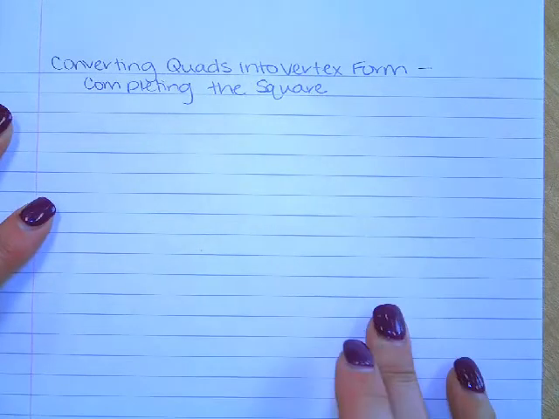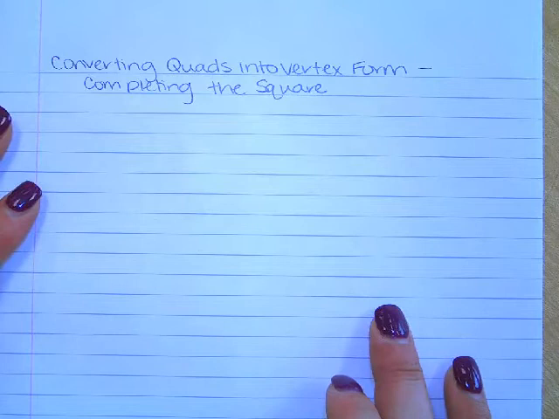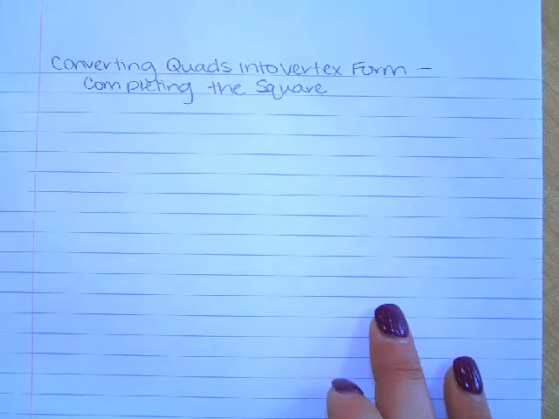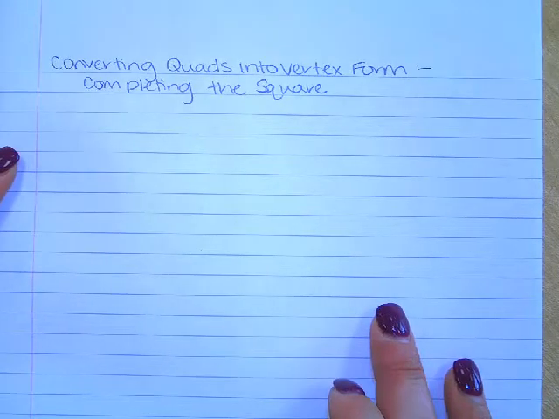And this method should not be new to you. You should have done completing the square as a method of solving a quadratic. And this year in Math 3, we don't really do that as much. We'll say that when you solve a quadratic, you can factor or use the quadratic formula. But completing the square is really important for turning a quadratic into the vertex form.